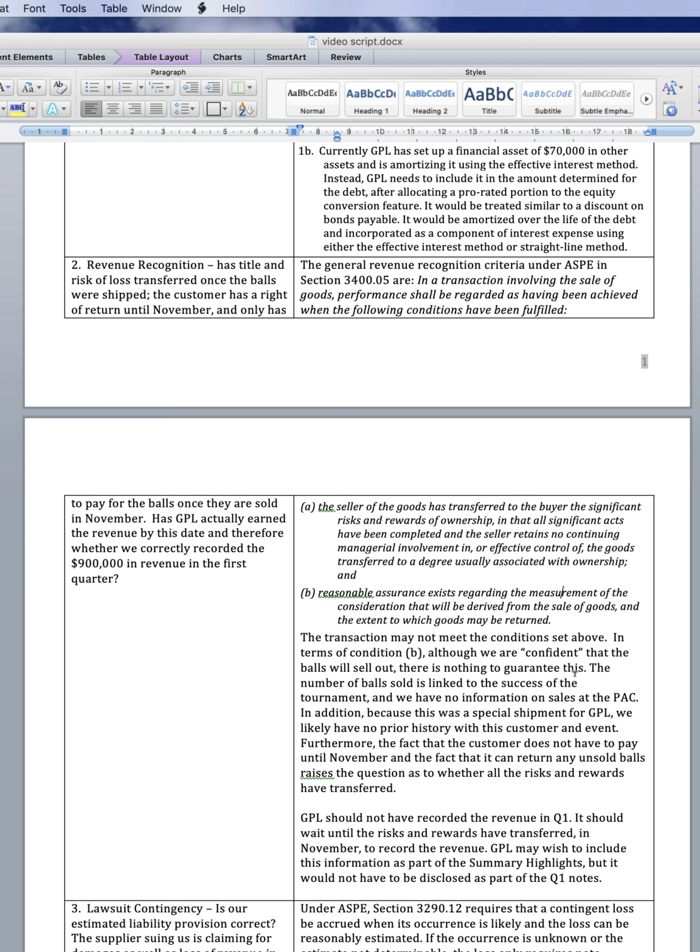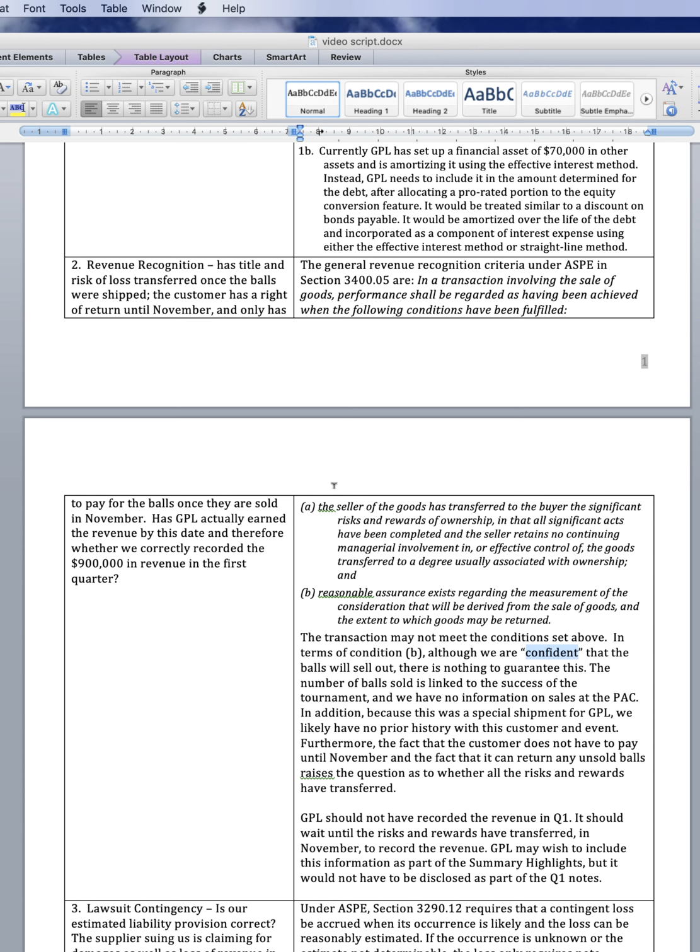So it says here they may be confident, I think in the case they use the word confident, that the balls will sell out. So they're not really concerned with balls being returned, right? There's really nothing to guarantee it. Since the number of balls that are actually sold is linked to the success of the tournament that they describe in the case, we don't really have any reliable information on what the sales number will be at that event, all right? In addition, because this was a special shipment for GPL, we don't even have any prior history with this customer and event. So we don't even know what the likelihood is that they're going to pay. They don't give us any information in the case.